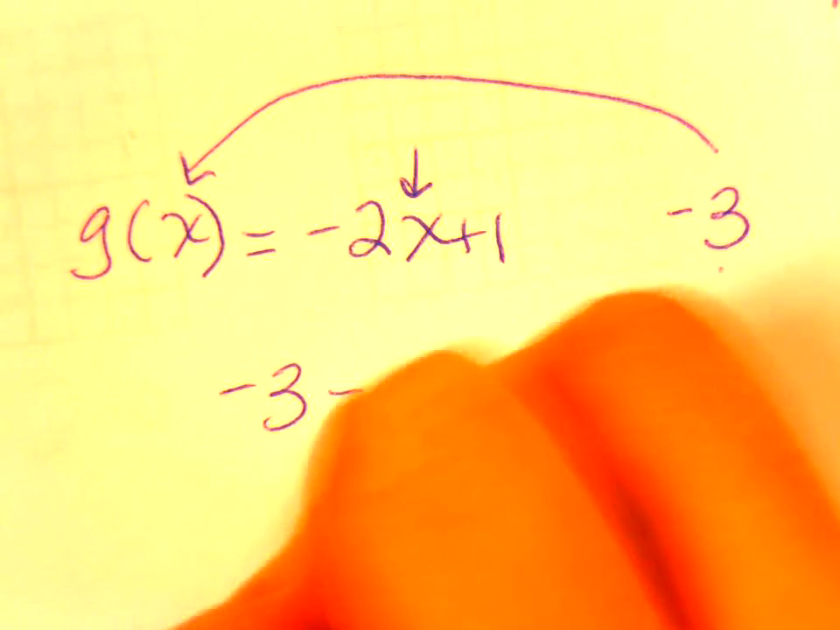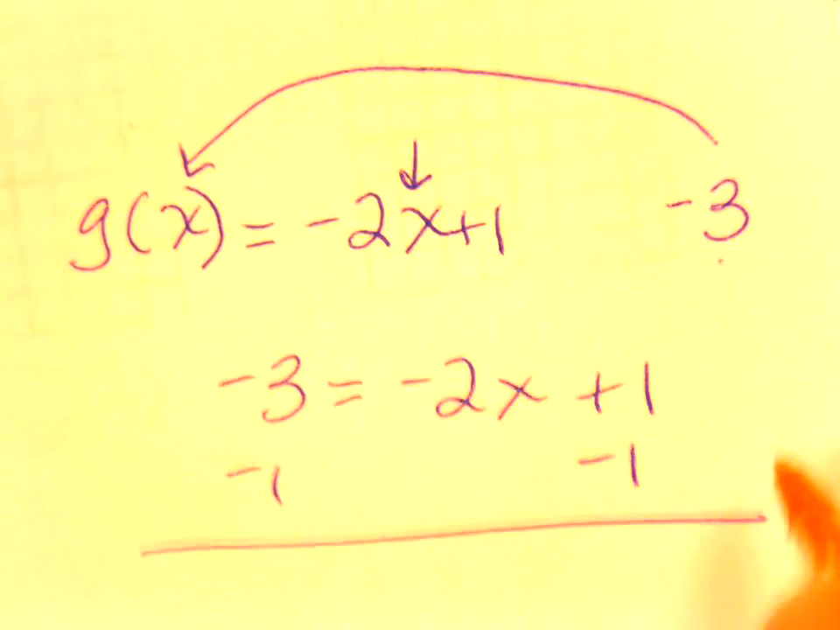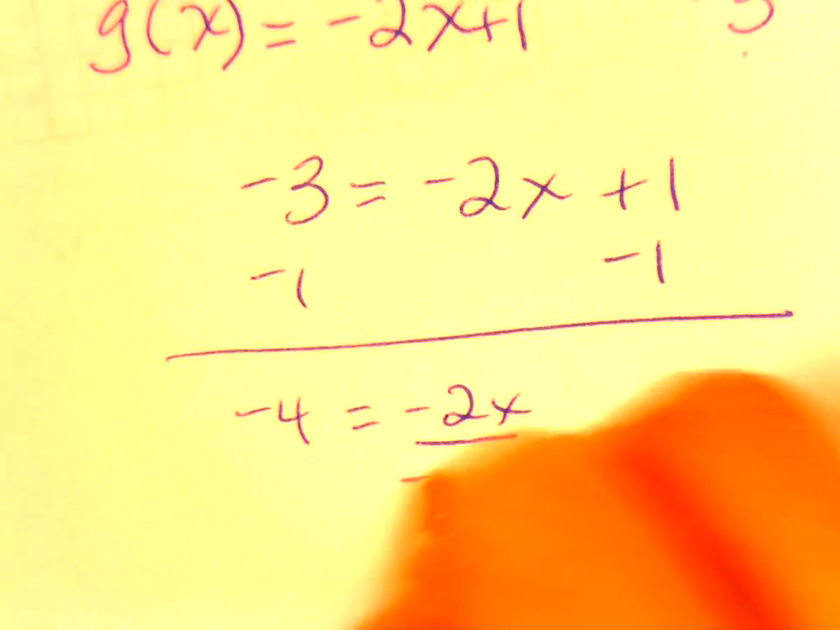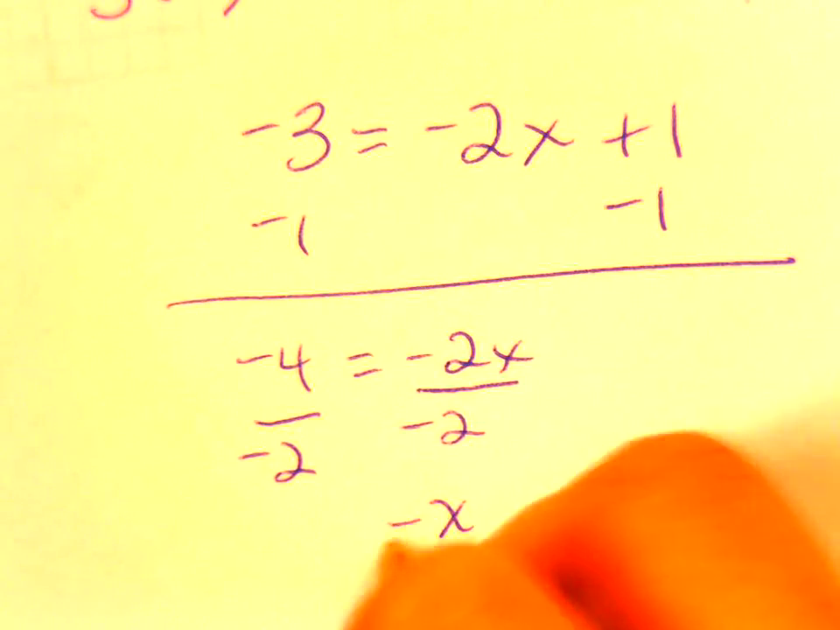I'm going to subtract 1 from both sides. So I have -4 equals -2x. Divide both sides by -2, and I get that x equals 2. Okay, so that is your warm-up.